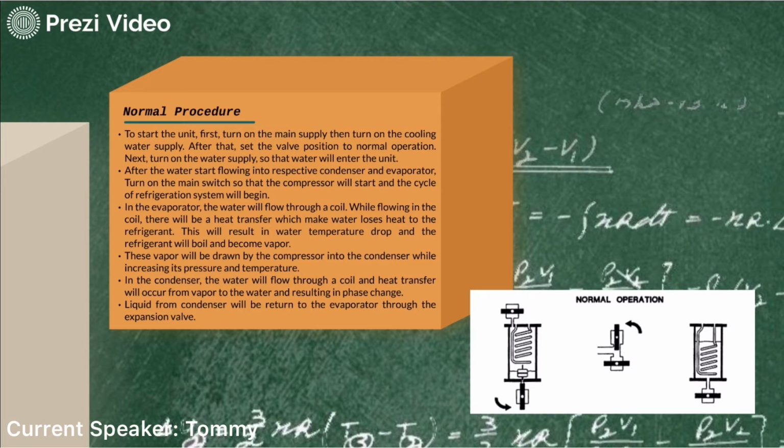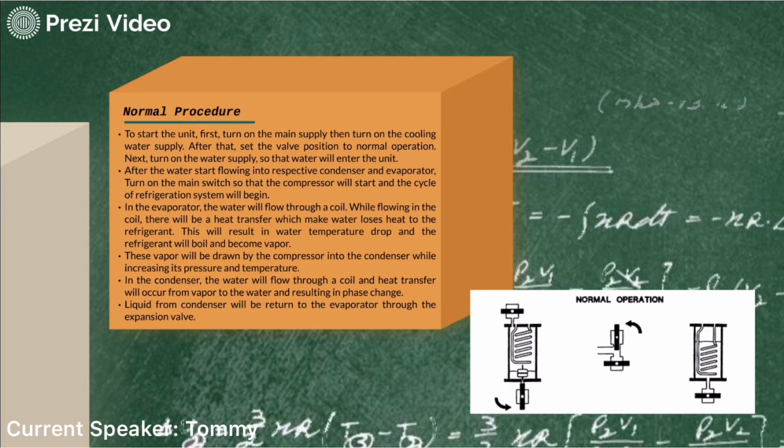Similar to the evaporator, the supply water will flow through a coil, and then the heat transfer will occur from the superheated vapor to the water. This will result in the rising temperature of the water, and the vapor will also change its state back to the liquid state. This condensed liquid will be transferred back to the evaporator through the expansion valve.